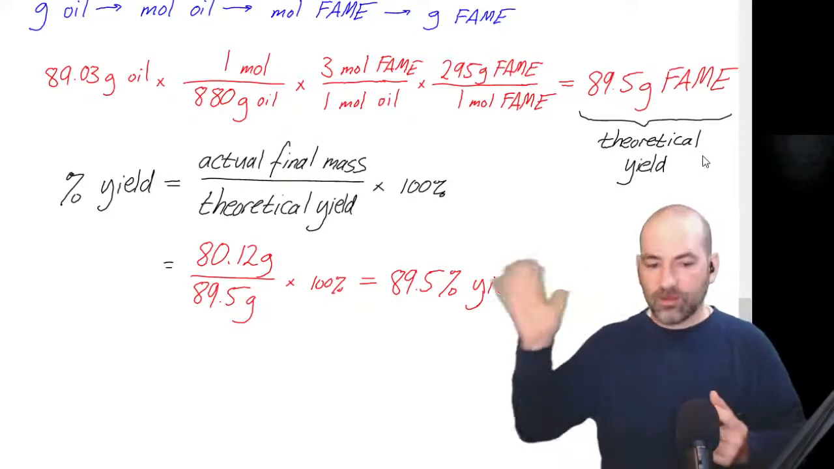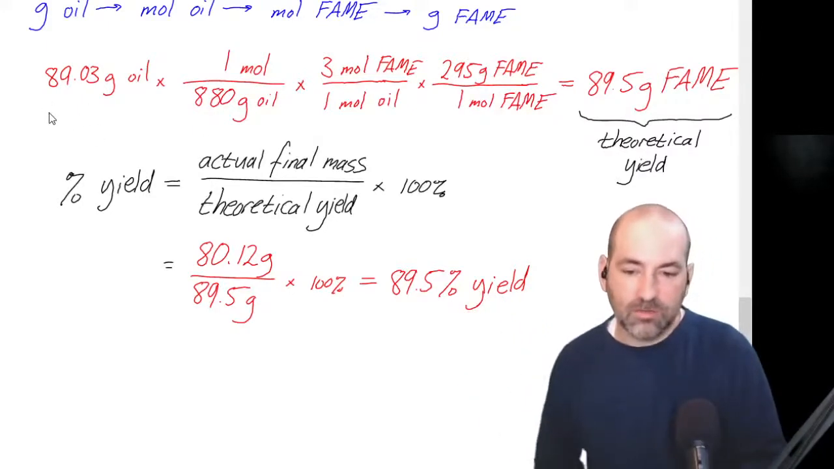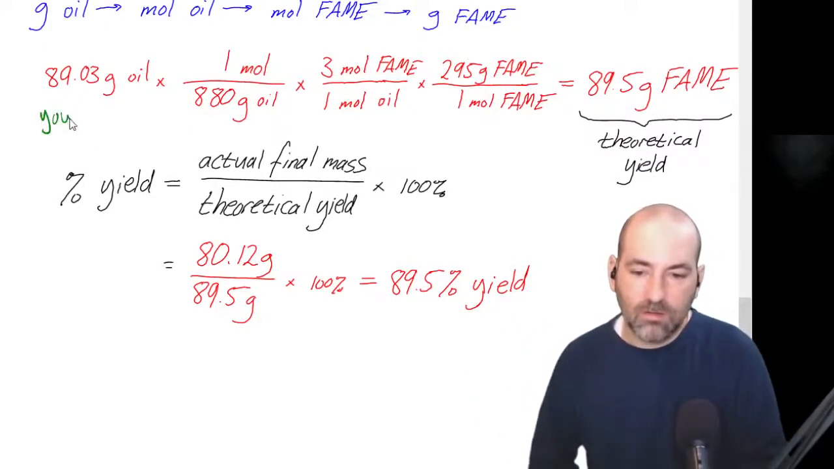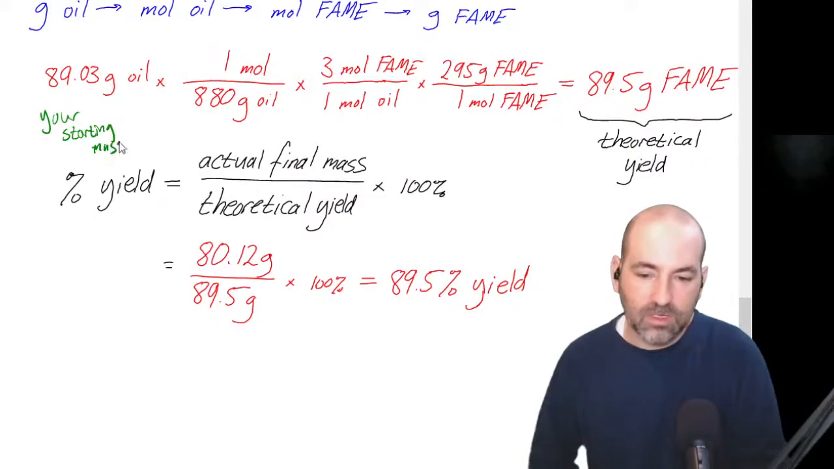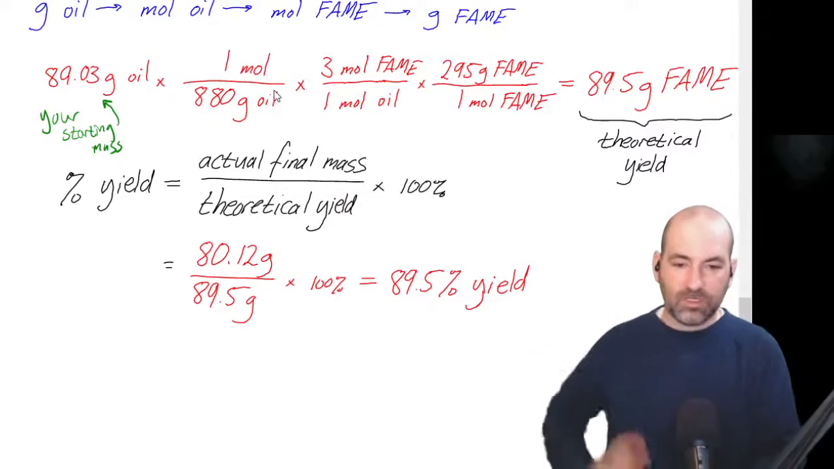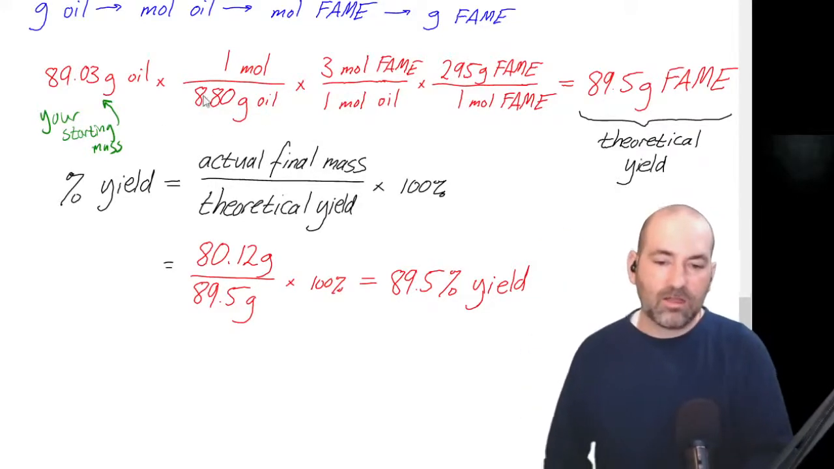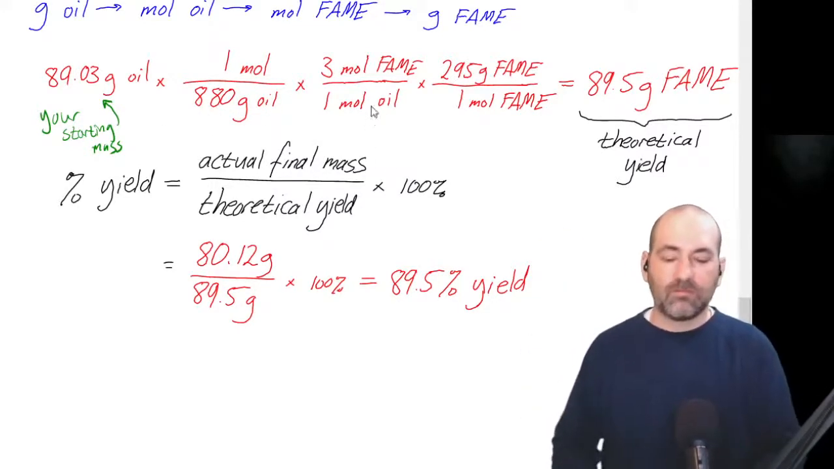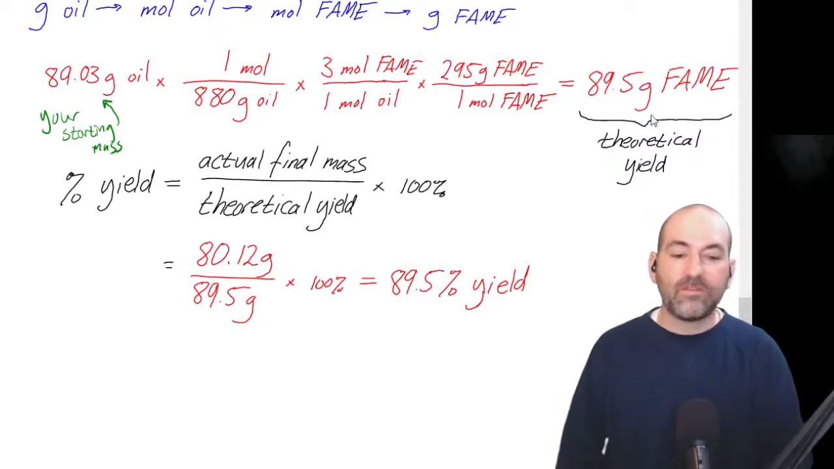So if you just follow through the calculations, basically you're going to use your starting mass of oil from weeks ago in there. And then all the other numbers, you're going to use my numbers here. So you're going to divide by 880, which is an approximate molar mass of the oil. You're going to multiply by 3, and you're going to multiply by 295, and you should get something like this, which is called the theoretical yield.